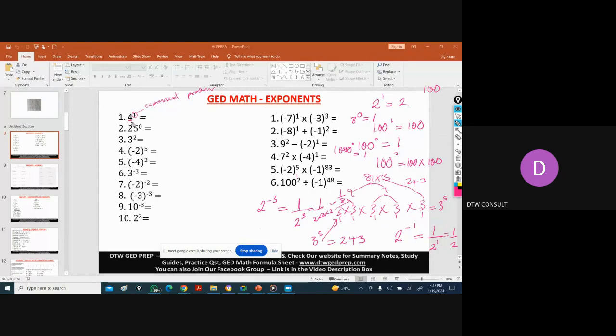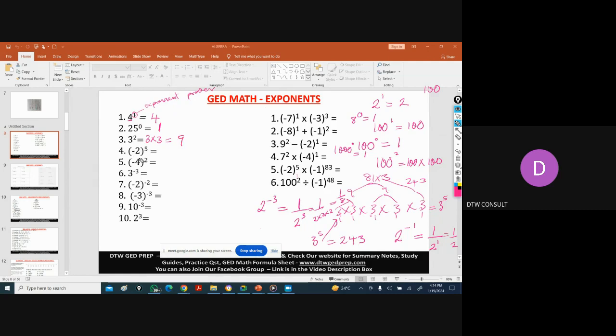All right. So now, look at this question here. Question one says, 4 raised to power 1. What will our answer be? 4. Good. Because it's just 4 raised to power 1. Now, look at number 2. 25 raised to power 0. What would the answer be? 1. Good job. Now, 3 raised to the power 2. What would be our answer? 9. Good. So we have 3 times 3, which will give us 9.